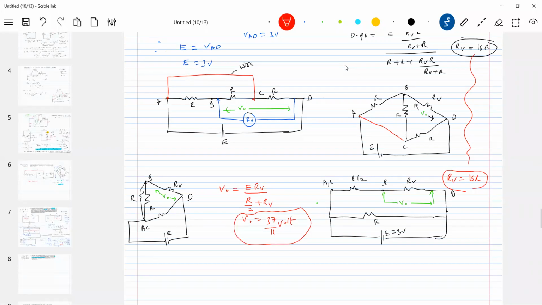Just say all these problems are not to test your thinking ability, just to test your patience. It's only a matter of patience, how you draw the diagrams. Sir, 32 by 11. 32. Yeah.